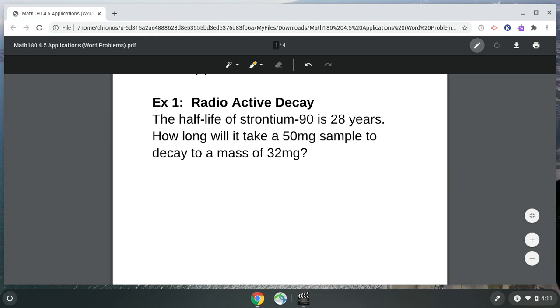Okay, so radioactive decay. The half-life of strontium-90 is 28 years. How long will it take a 50 milligram sample to decay to a mass of 32 milligrams?